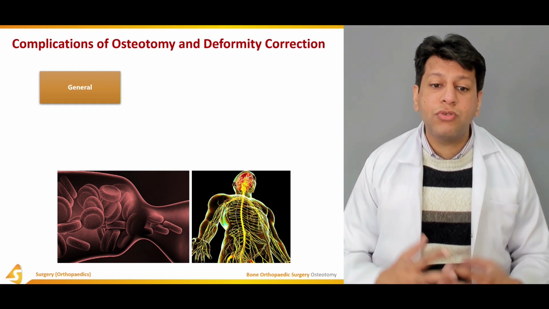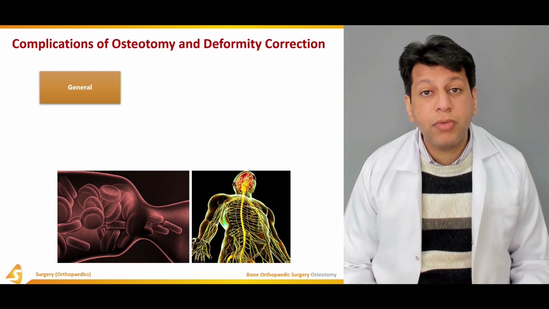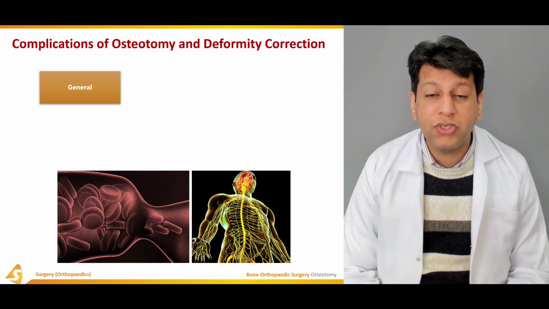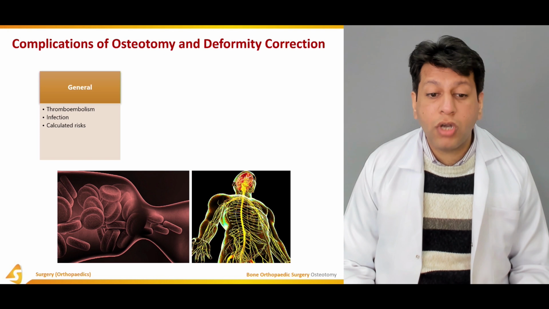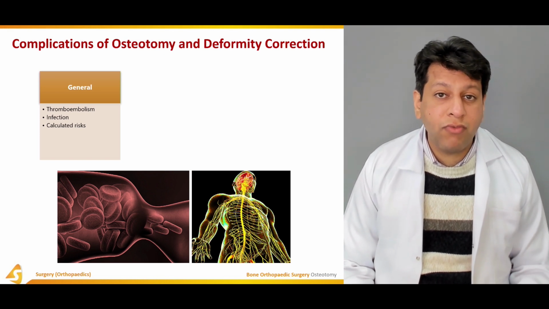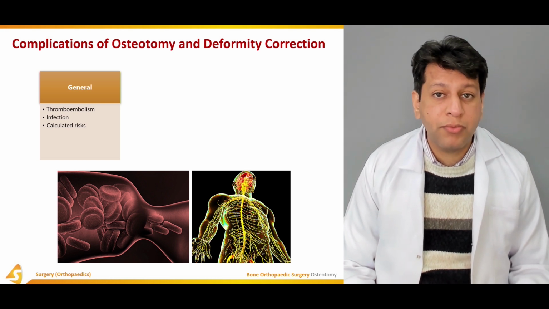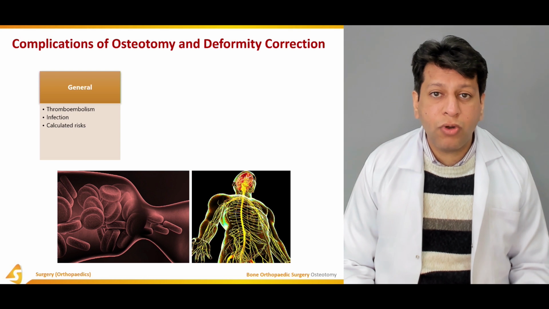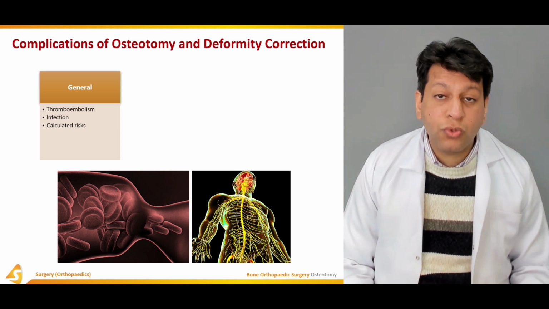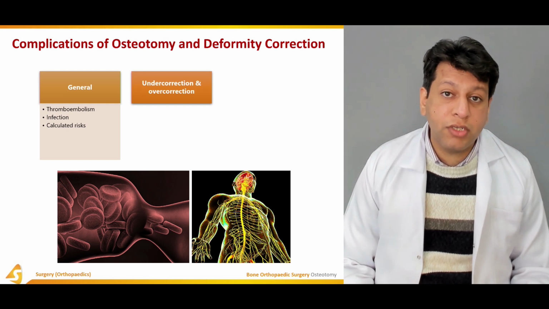So as you know, with every surgery there are always some complications. What are the complications of performing osteotomies? Generally they include thromboembolism, because the patient is bed bound and there is venous stasis, as mostly these limb deformities are associated with lower limb problems, so the patient cannot walk straight away. They may be associated with infection as well. Undercorrection or overcorrection is a major problem.